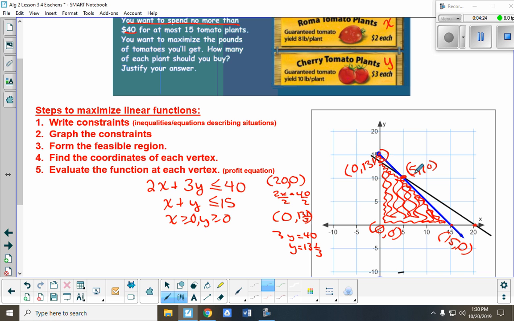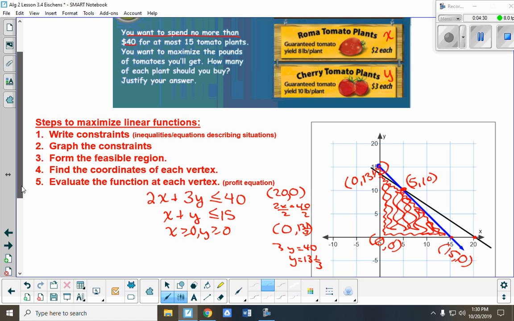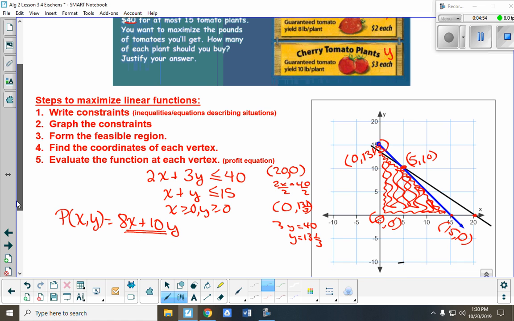And so we're going to evaluate the function at each vertex. Now, the function that we're trying to maximize is the number of pounds that each yields. So we'll call that a P function for pounds. So the number of pounds given x and y at different places here would be, let's see, we have 8 pounds for each Roma tomato plant, 10 pounds from each cherry tomato plant. So this is not your profit function, this is your objective function that will maximize the number of pounds of tomatoes we get.